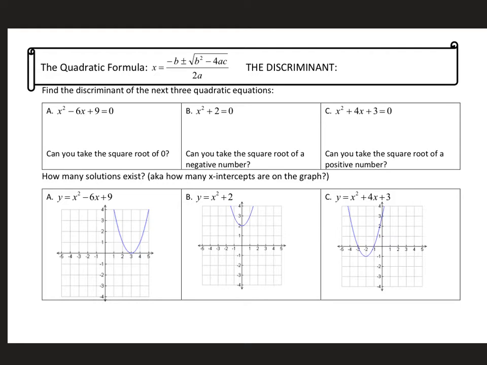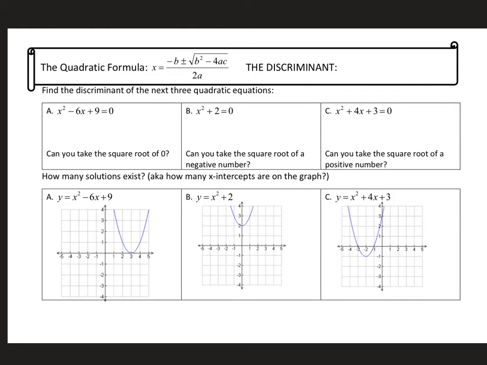Hi guys, today's lesson in Algebra 2 is the discriminant. Discriminating minds want to know. What does it mean to discriminate? Well, to discriminate has a negative connotation in the English language today, but it really is a neutral word that means to differentiate between one thing and another.